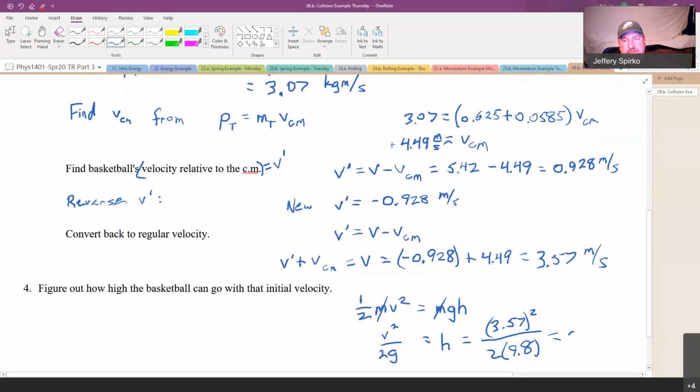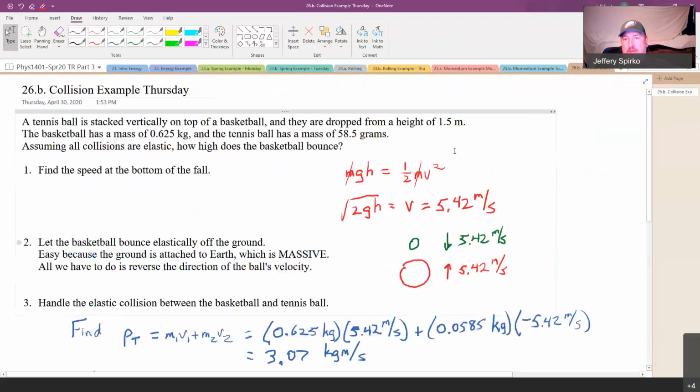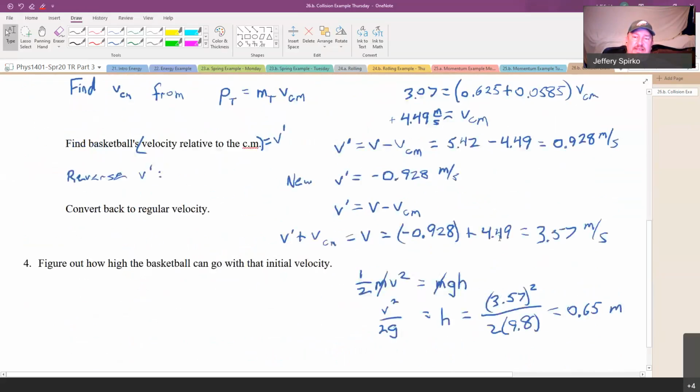Oh, yeah. So even though the basketball was initially dropped from a height of 1.5 meters, and all the collisions are elastic, so we still have all of our energy, the basketball in the end only attains a height of 0.65 meters.